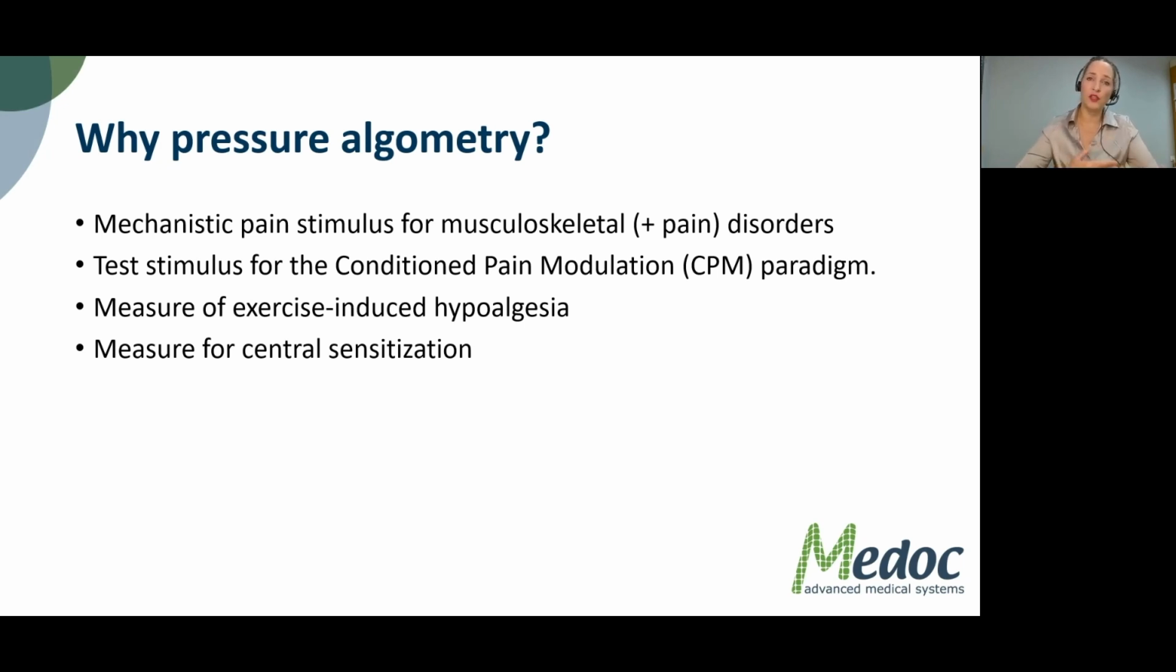And if we compare these patients to healthy controls, and we see that they also have lower thresholds at the trapezius side, we can say, okay, there is central sensitization going on. Their pain, or the lack of inhibition, is not only limited to their knee. It's a widespread pain. So this is also an important measure for central sensitization.